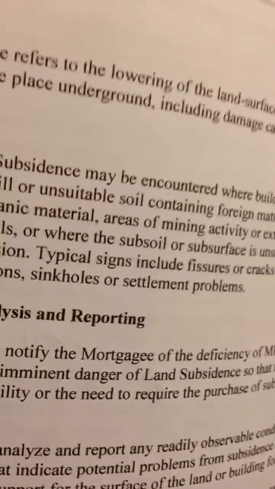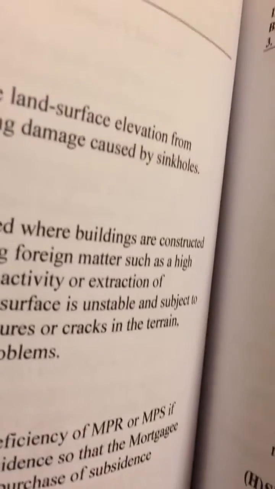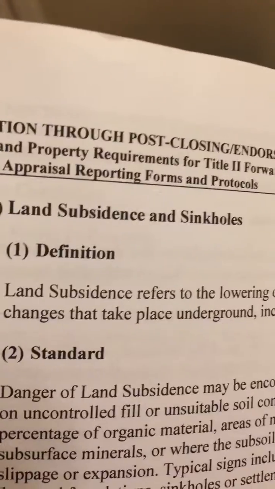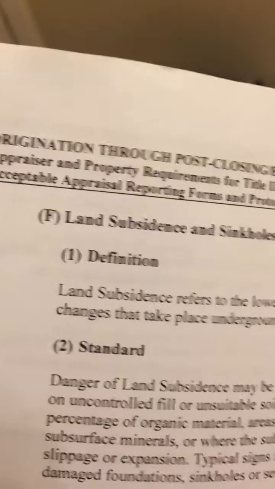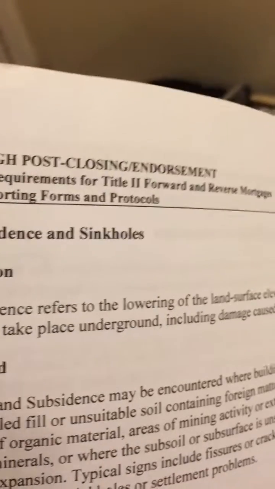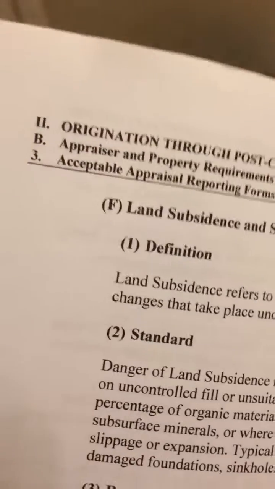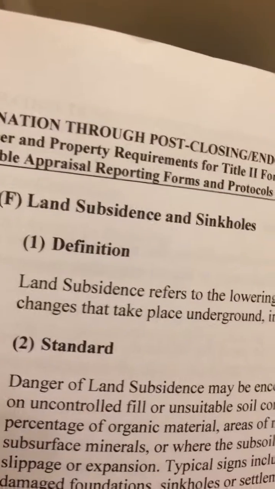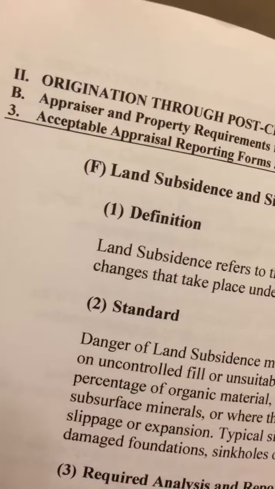FHA SFR Appraising Handbook 4000.1, page 26. 2. Origination through post-closing / endorsement. B. Appraiser and property requirements for Title II forward and reverse mortgages. 3. Acceptable appraisal reporting forms and protocols.